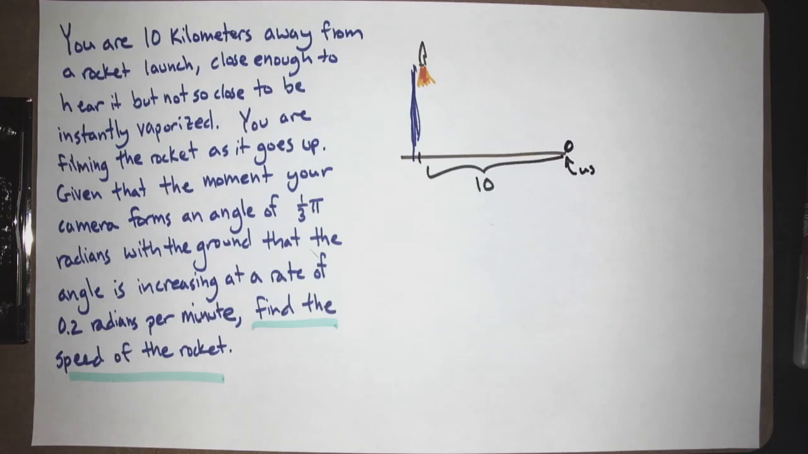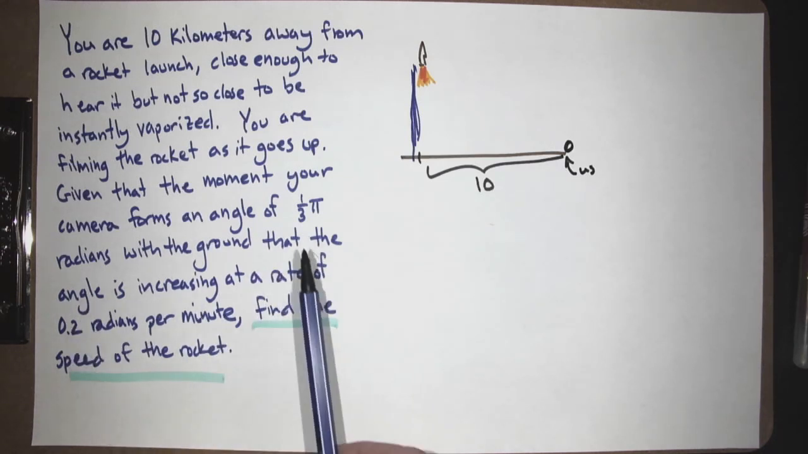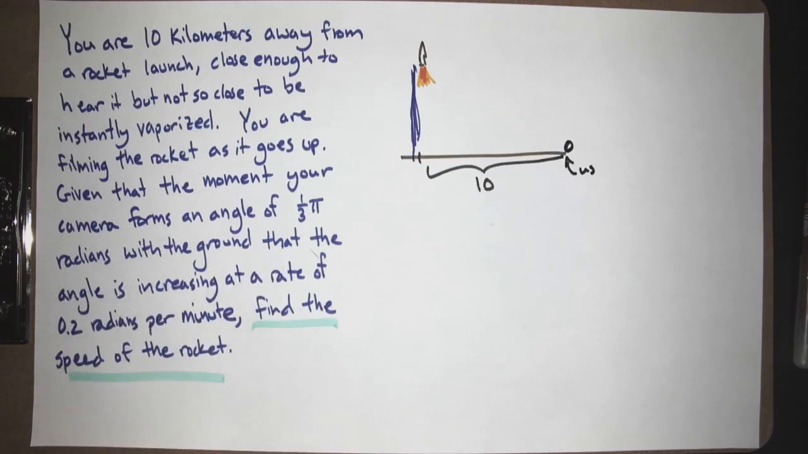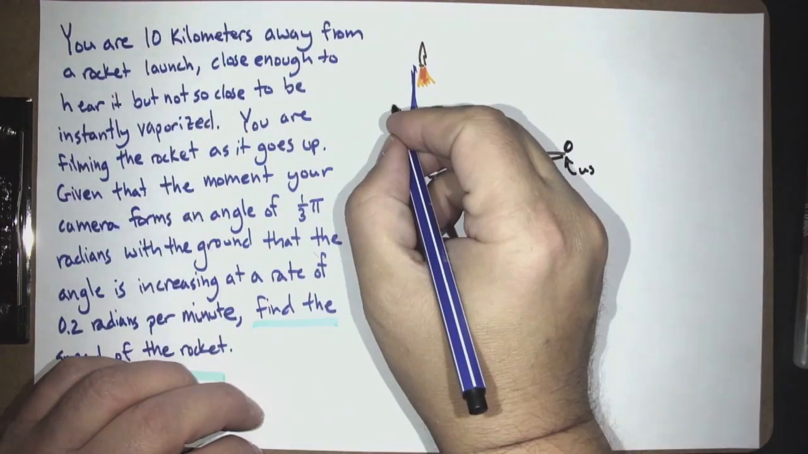And I didn't do this beforehand. I should have pointed out, how do we know this is a related rates problem? We're after the rate of the rocket. We're given a rate of something else. So if you are given a rate and you need to find a rate, related rates. What do you want to call that height of the rocket? X or Y? Y, okay, all right.